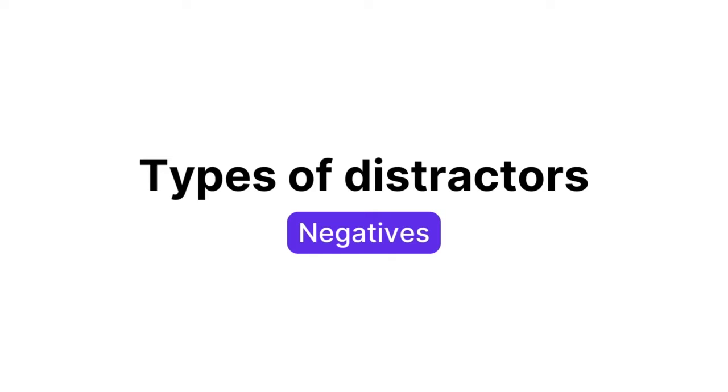Distractor type 3, negatives. Usually a negative is where you negate something or say that isn't, usually using the word not. In the IELTS listening, this style of distractor is used often, where you'll be tempted to choose an answer because the word is said, but there could be a hidden not somewhere. Let's look at an example.